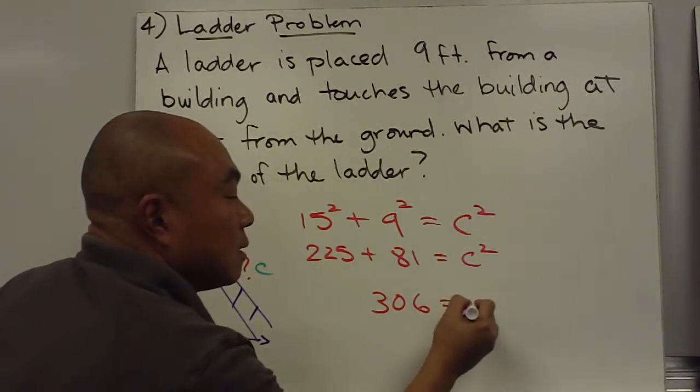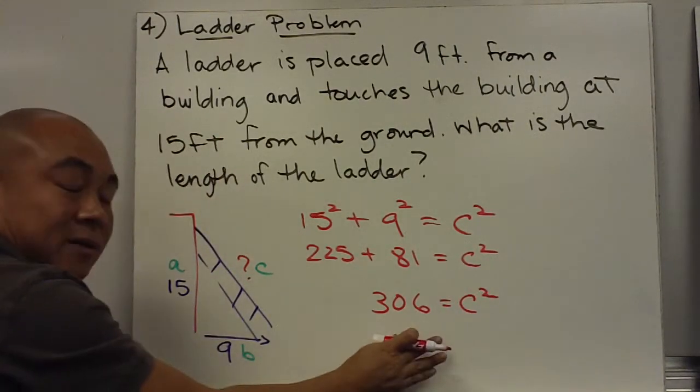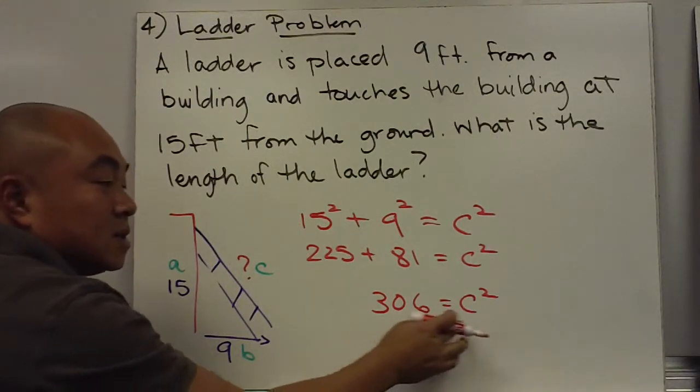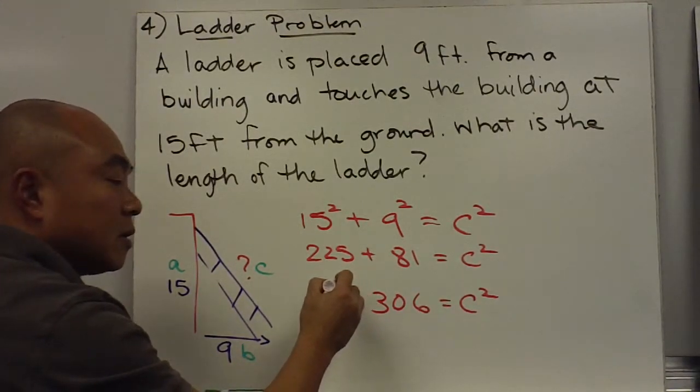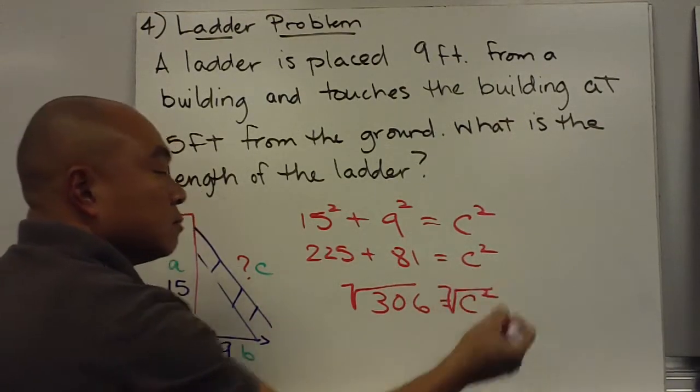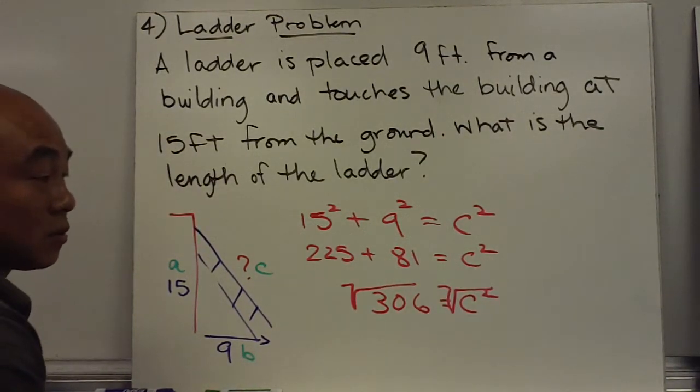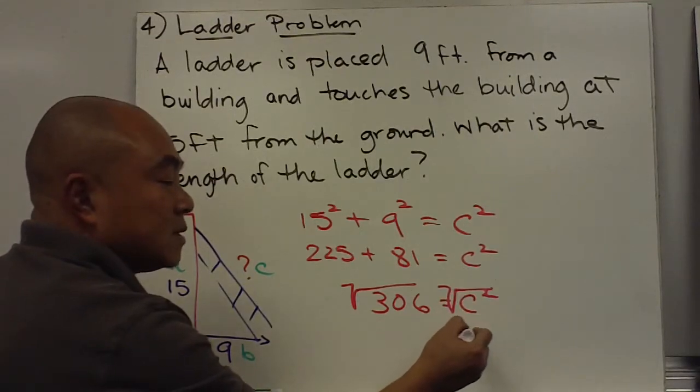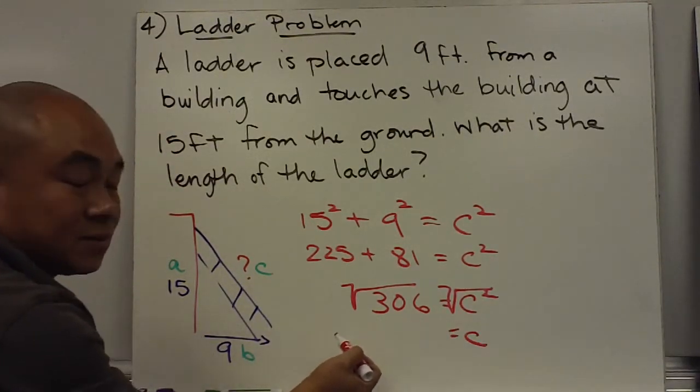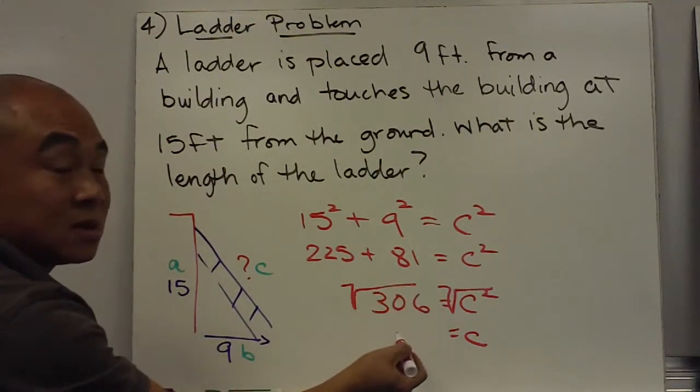Alright, and now you're back at this part again. We want to make this into C, so all we're really going to have to do here is just take the square root. You can square root that, and that's going to give me C. Now I have to figure out what times itself is going to give me close to 306.